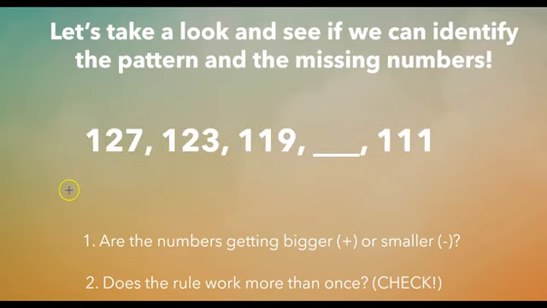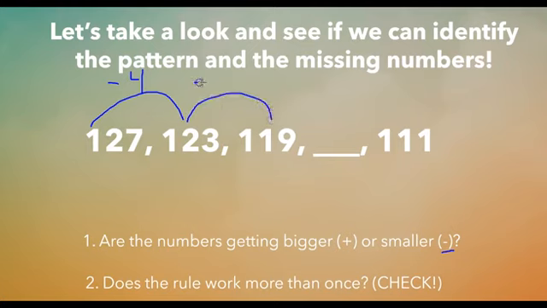All right, let's take a look at this next one. I've got a series of numbers here, and it goes from 127 to 123 to 119 to blank to 111. Are the numbers getting bigger or are they getting smaller? Well, to go from 127 to 123, they are getting smaller. So I'm going to subtract. So from 127 to 123, I subtract 26, 25, 24. So I subtract 4. And let's see if this rule works more than once.